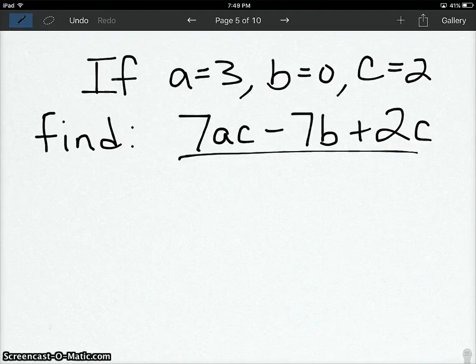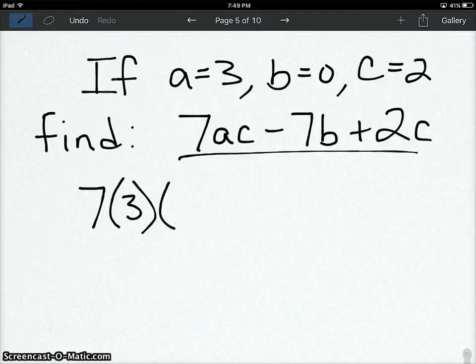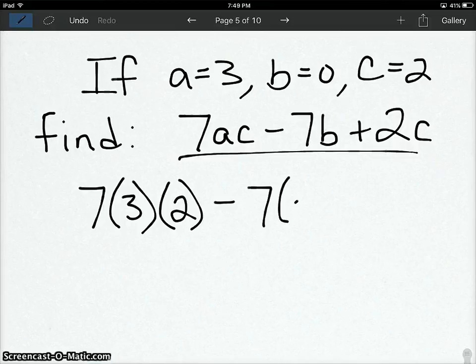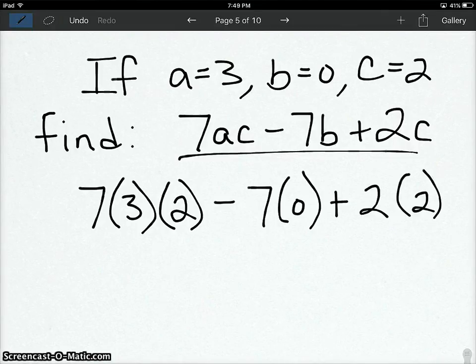So all we do is we just go through the equation and we replace letters with numbers. So I had 7a, I know a is 3, and I know c is 2, minus 7, I know b is 0, plus 2, and I know c is 2. Well, my order of operations, my PEMDAS, says that I have to do multiplication first.